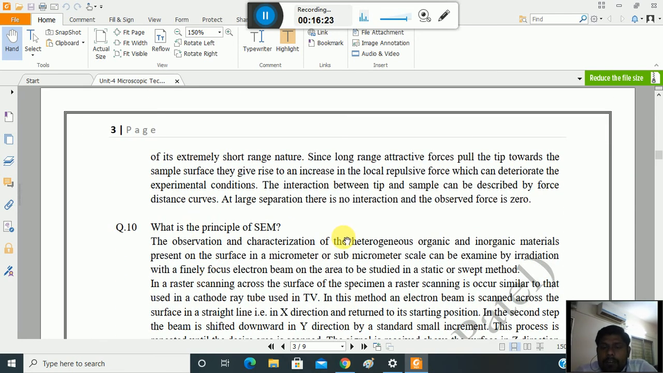Long range attractive forces pull the tip towards the sample surface. That means if there was a long range attractive force, then the cantilever tip is moved towards the surface like this. But they give rise to an increase in the local repulsive forces, which can deteriorate the experimental conditions. The interaction between tip and sample can be described by force distance curves. At large separation there is no interaction and the observed force is 0.